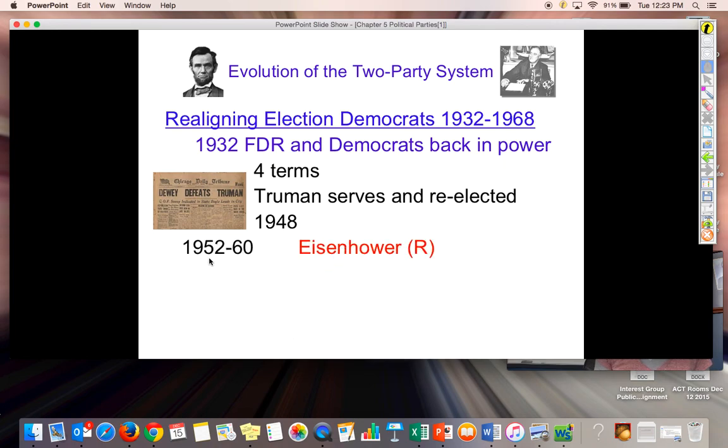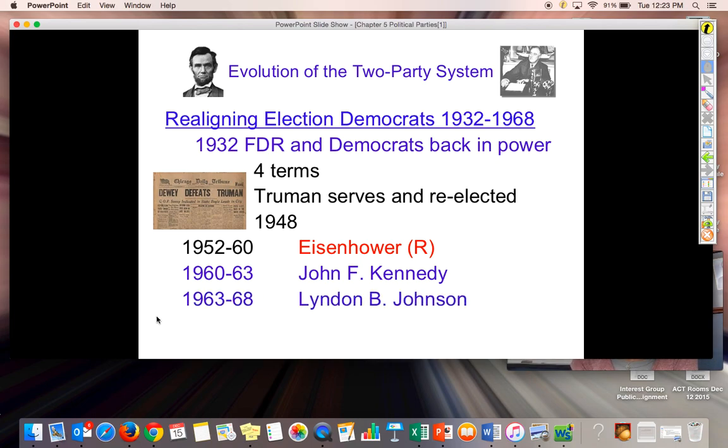After 1948 and 1952, we have a popular general from World War II. He is actually from Kansas. Dwight D. Eisenhower is elected for 2 terms during a pretty peaceful time in the 1950s. They start the interstate system like I-80, I-29 that we know today. And then we come up to 1960. John F. Kennedy is elected and he defeats Richard Nixon.